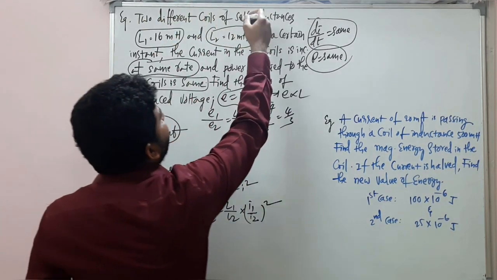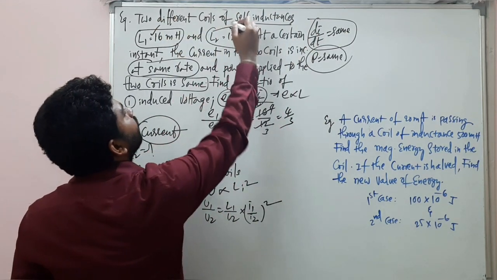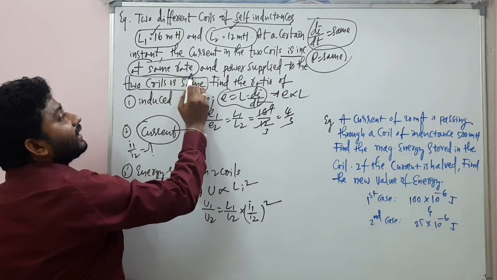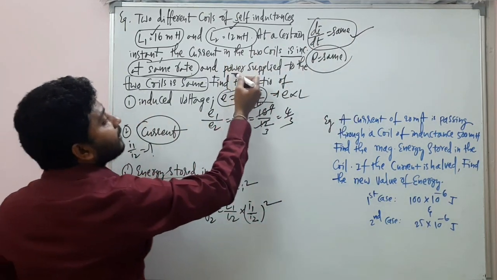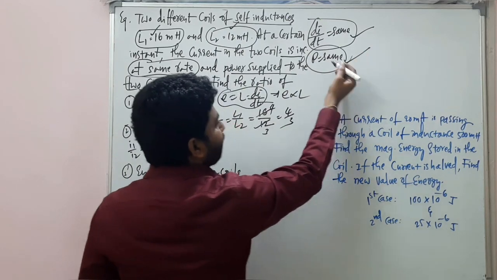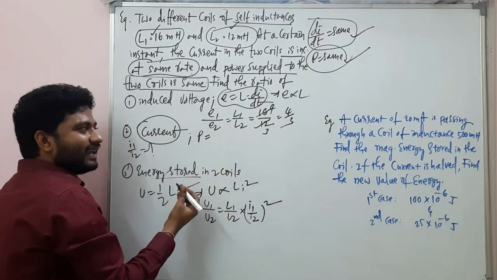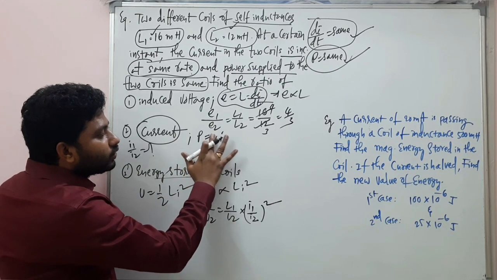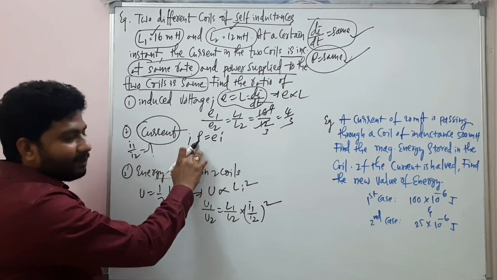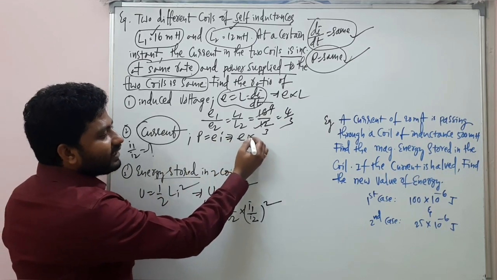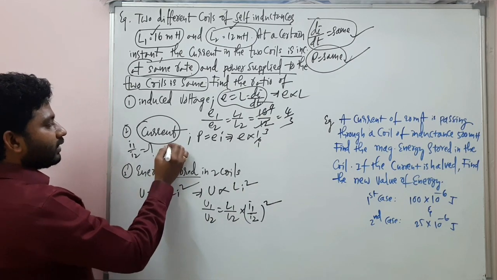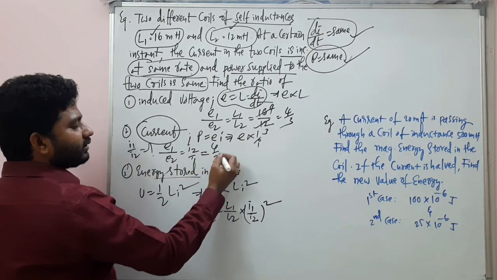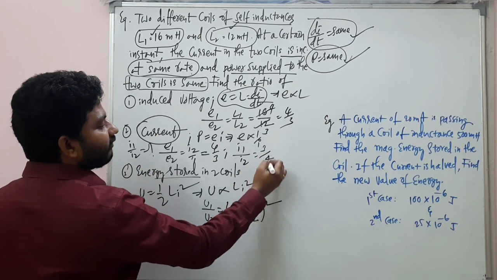Two different coils of self-inductances, 16 millihenry and 12 millihenry. At a certain instant, the current in the two coils is increasing at the same rate. I told you di by dt is same and the power supplied to the two coils is also same. So power supplied, let's take this power supplied is equal to V into I. Can I write like this? Why? Because here V is induced EMF. When this P is constant, I can say E is inversely proportional to I. From here, E1 by E2 is equal to I2 by I1. What is E1 by E2? It is just 4 by 3. From here, I1 by I2 is 3 by 4.